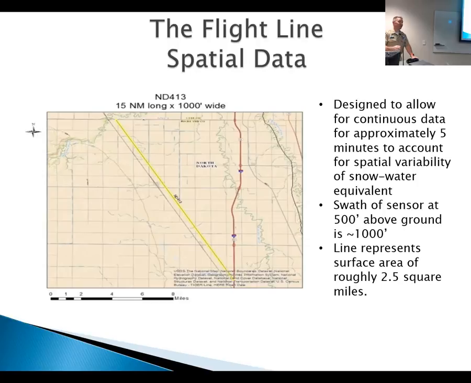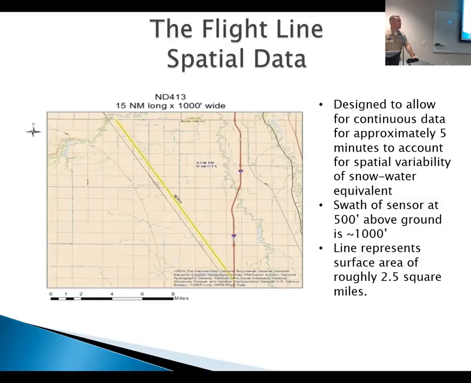If you went out and did a core sample there, you might get 3 centimeters of water. If you went 100 feet down the road, you might get in a snowdrift, you get 10 centimeters of water. We don't see that variation on the line, but since we're continuously collecting data along the line, at the end we just get an average of the whole line, and then that tells us how much water there is in that particular part of the Earth's surface.